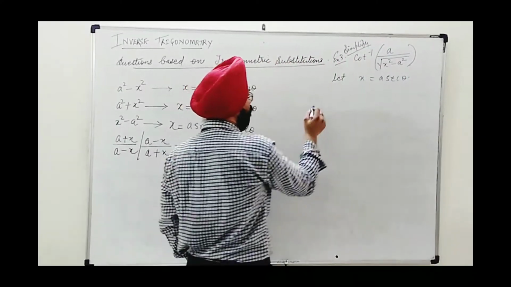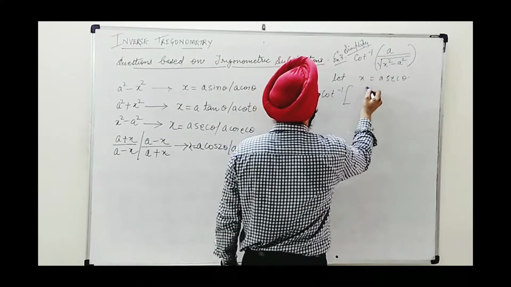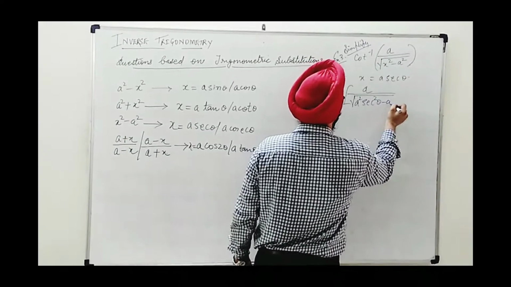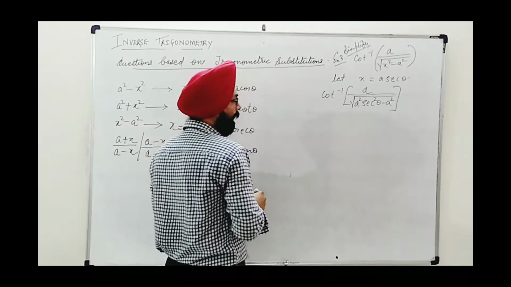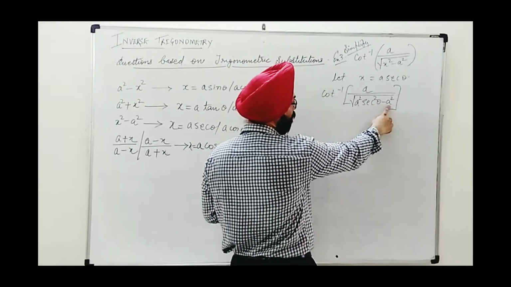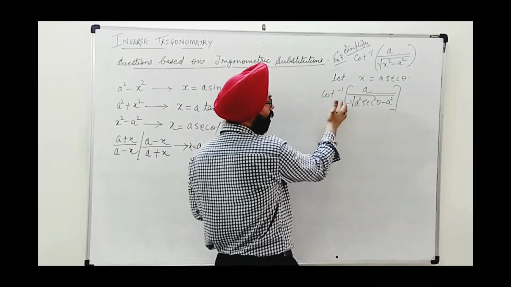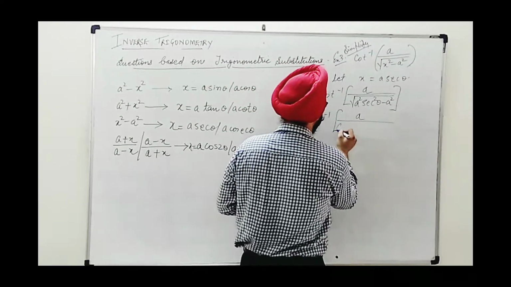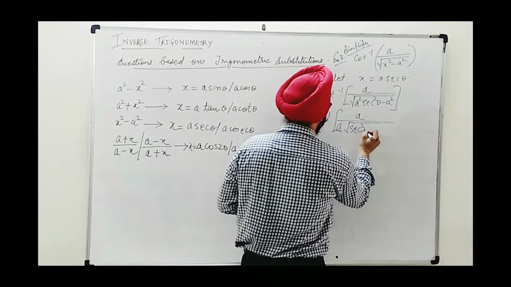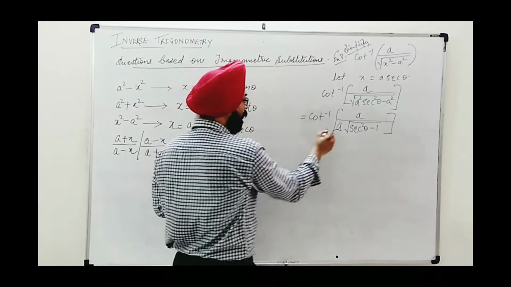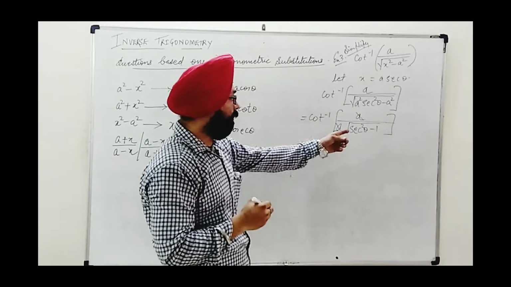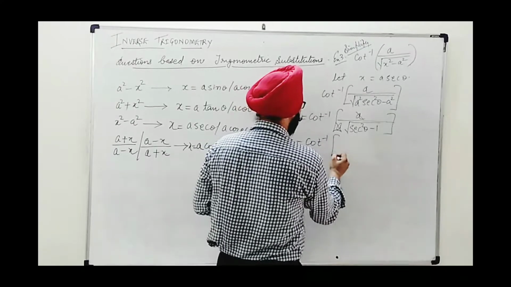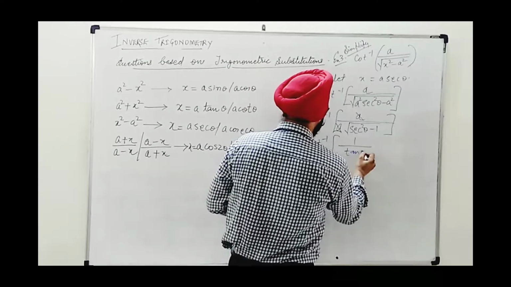As soon as I take this, I know that this will become cot inverse a upon under root a square sec square theta minus a square. And this a square, you see it is common. With the square root, when it is taken out, a can be cancelled out with the numerator. Writing this as a under root sec square theta minus 1. After cancellation, I know that under root sec square theta minus 1 is a basic identity, which is equal to tan theta. So it comes 1 upon tan theta.